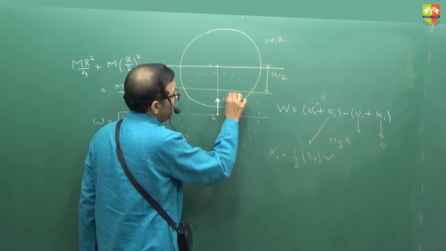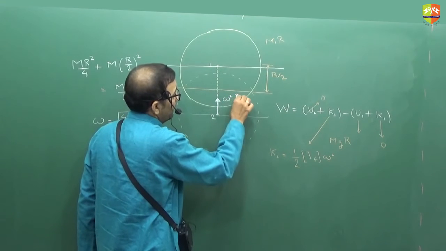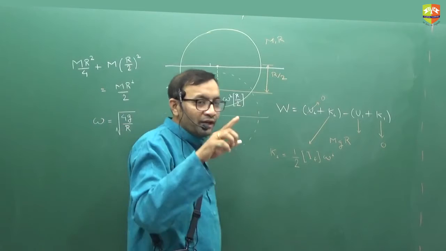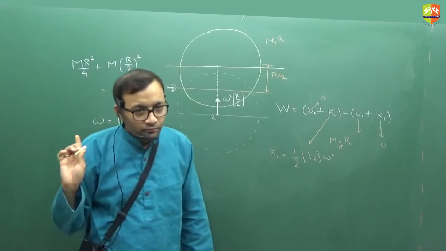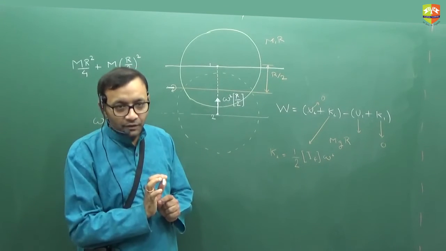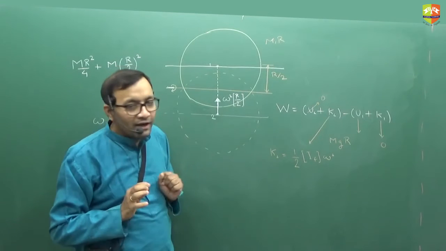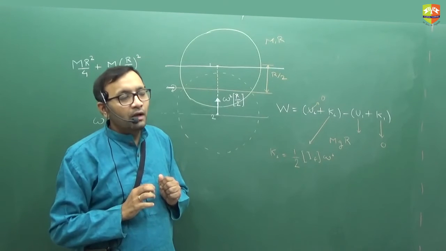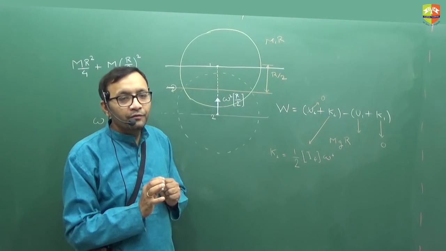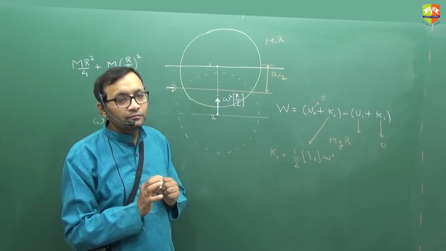Omega square r by 4? Omega square r by 2. It's perpendicular. The center is moving at a radius of r by 2. You have to see the center's motion only. So omega square r by 2. Getting it? All of you? Yes.